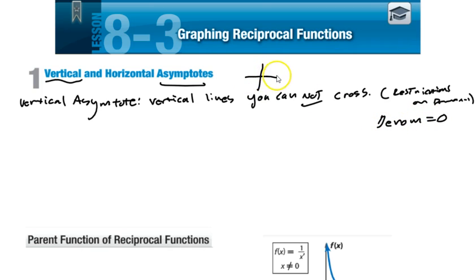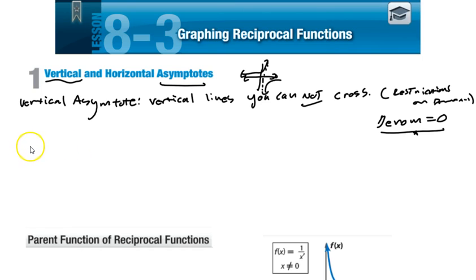So that's what these are. Vertical asymptotes are these vertical lines you cannot cross. You have a vertical asymptote right there. Your graph cannot cross. You have to turn up, turn down, because you cannot go past that vertical asymptote. So that's a vertical asymptote. Again, how do you find them? You set the denominator equal to 0. So that's what vertical asymptotes are, right? Vertical lines you cannot cross.